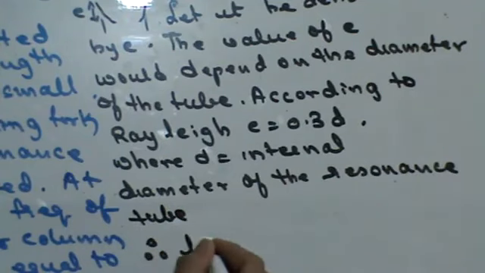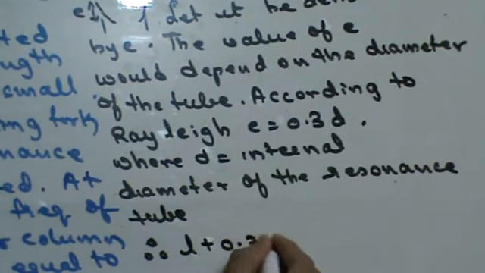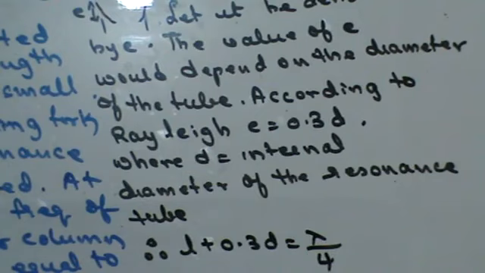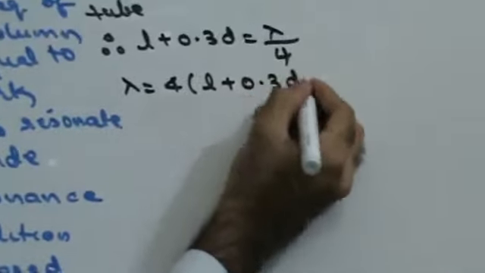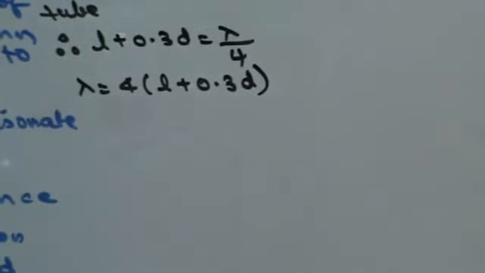Thus, I can now say that the length is not going to be equal to just L, but L plus 0.3 D will be equal to lambda by 4. You have one node and one antinode formed at a distance of L plus 0.3 D, and therefore I can say that lambda is equal to 4 times (L plus 0.3 D), right? So using this equation, the velocity of sound in air can be determined. If the velocity of sound in air is known, then the frequency of the tuning fork can also be determined. Fine, do we get this thing clear?